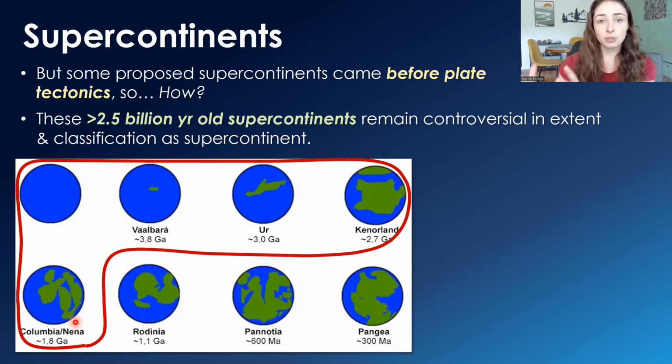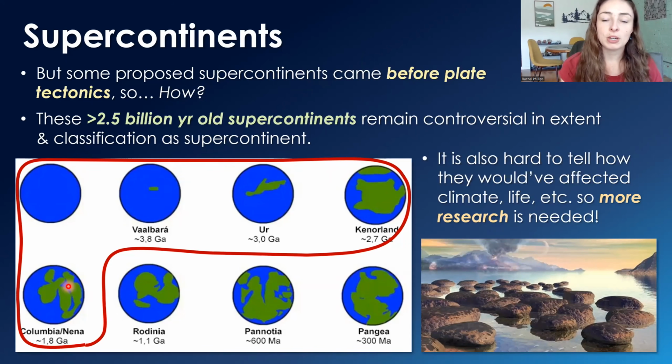Even up till after plate tectonics was a thing, post 2.5 billion years ago, the supercontinent Columbia or Nuna is also another relatively controversial one, just in whether its configuration was really a supercontinent or not. Even the more recent ones, there are slightly different proposed configurations of what that supercontinent would have looked like based on the data that we have available. So just take it with a grain of salt is all I'm saying. And with these really old supercontinents, it's also very hard to tell how they would have affected climate, life, etc. There are hypotheses, but it's still a work in progress, so more research is needed.